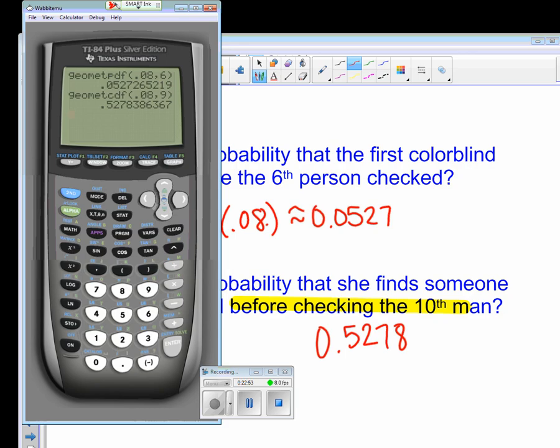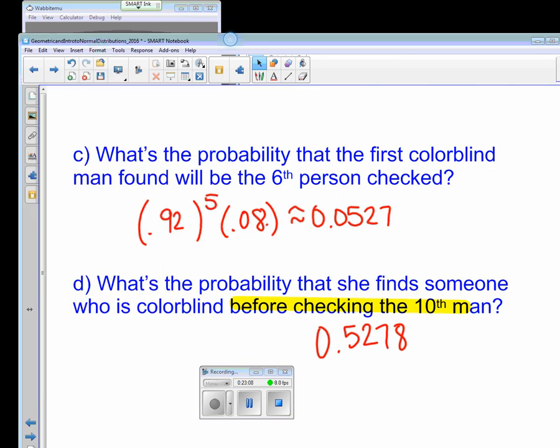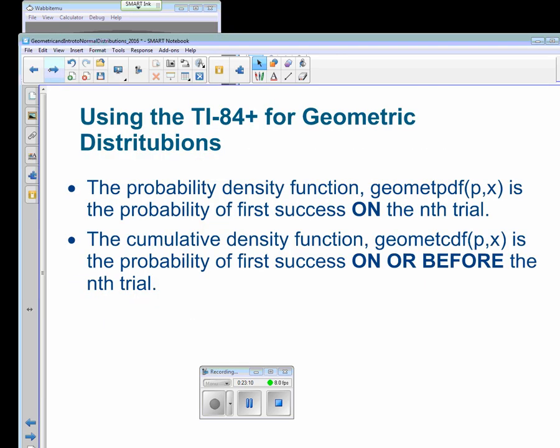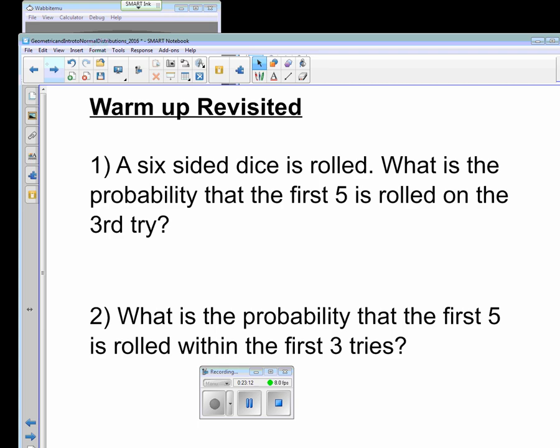Okay? So I am okay with you using the geometric distribution function on the calculator. Just make sure you recognize which one it is, and you have to do your check. Is that all right? Let's go ahead and revisit the warm-up. I just showed you the calculator. Let's see if I could answer the question using the calculator here.